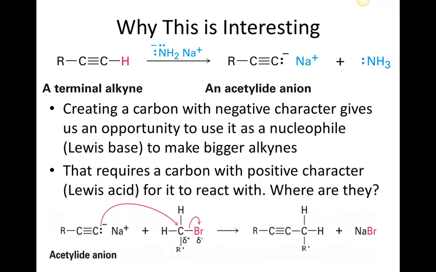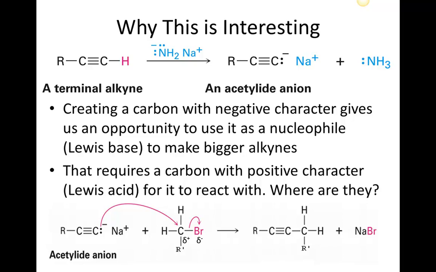Well, here's an example. If you have a carbon bonded to a more electronegative element, such as a halogen or an oxygen or even a nitrogen, you could have a positive character carbon. Now in this chapter, we're going to only talk about alkyl halides as the source of carbons with positive character. And if you were thinking about oxygens or nitrogens, that's fine. We'll talk about those later.